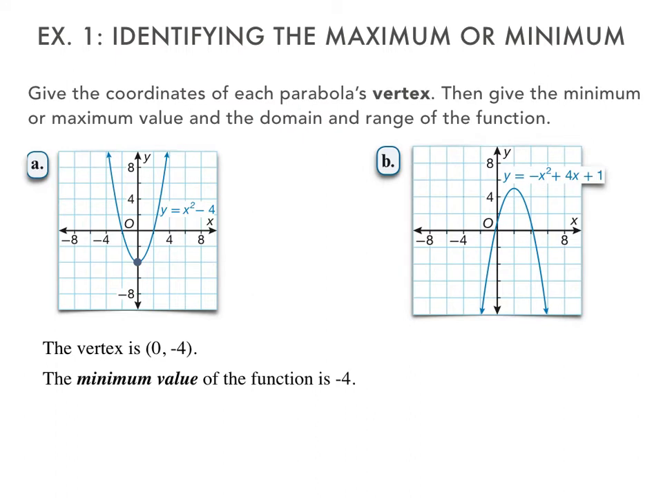The domain, because the curve extends forever towards the left and forever towards the right, it's heading in both directions, and there's no x value that's excluded, the domain is all real numbers. Now for the range, you can see that this curve will never fall below -4, so the range is y is greater than or equal to -4.